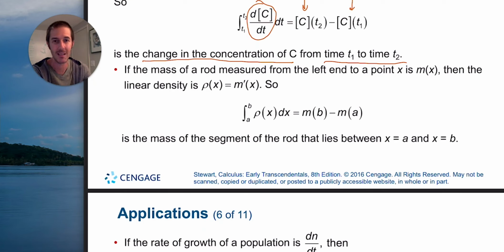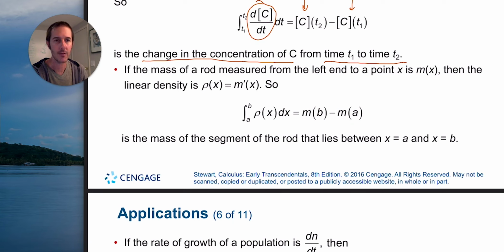These are just like little kid examples, maybe. In a way, I don't mean that to sound belittling, of course, but these are the building blocks of larger problems, to be sure. So the mass of a rod is measured from the left end point out to some other point along the rod.